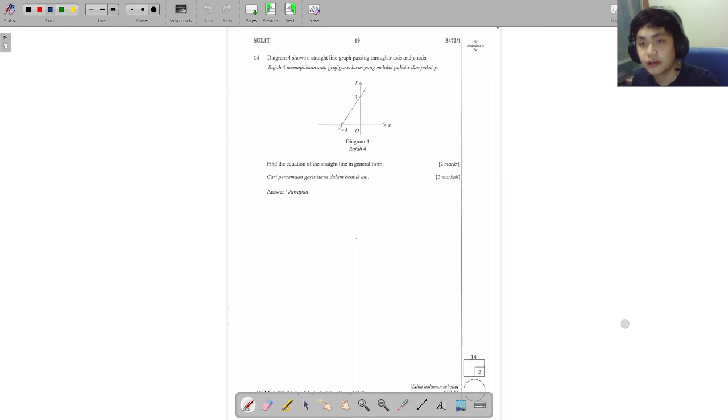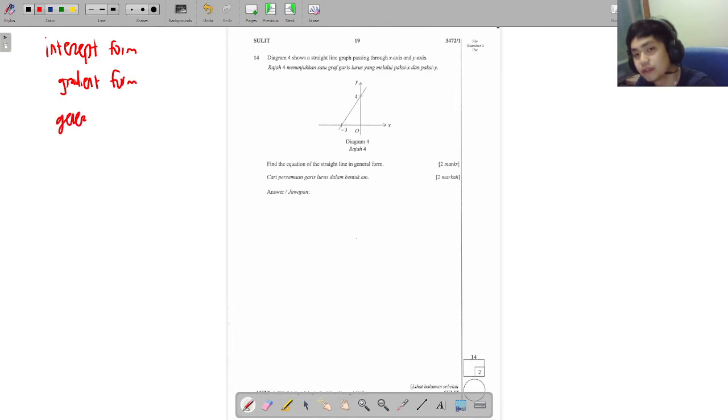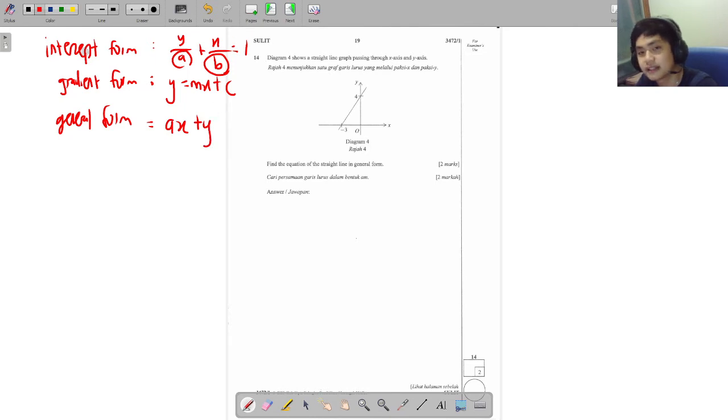Question 14. The diagram shows a straight line graph passing through the x and y axes. Find the equation of the straight line in general form. There are three forms in which we can write straight lines: the intercept form, the gradient form, and the general form. The intercept form is y over a plus x over b equals 1, where a and b are the y and x intercepts respectively. Gradient form is what we all know, y equals mx plus c. And general form is written like this. It's kind of like a quadratic general form, but basically they put everything on one side.